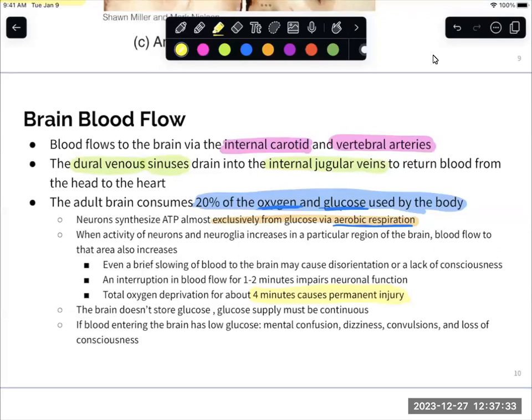So if you have low glucose in your blood, there's a lot of different mental things you're going to see or feel. Mental confusion, dizziness, convulsions, and again, loss of consciousness. That's all from low glucose in the blood. So your brain's not getting enough glucose to function.